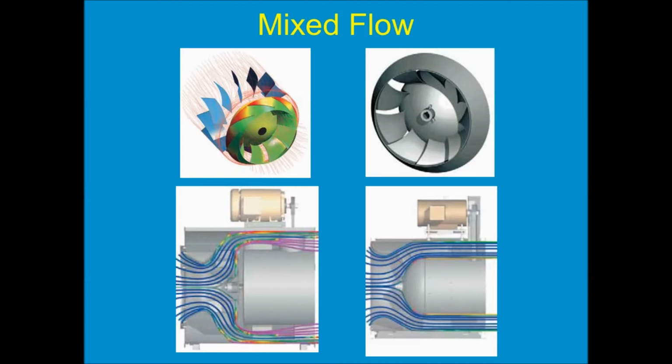On the right-hand side, the lower right, that's showing the air flowing through a mixed flow fan. And it moves much more gently, and there's a lot less internal turbulence and pressure there.